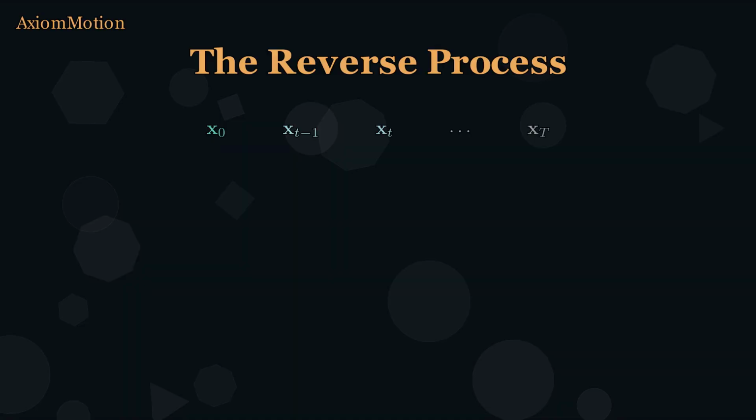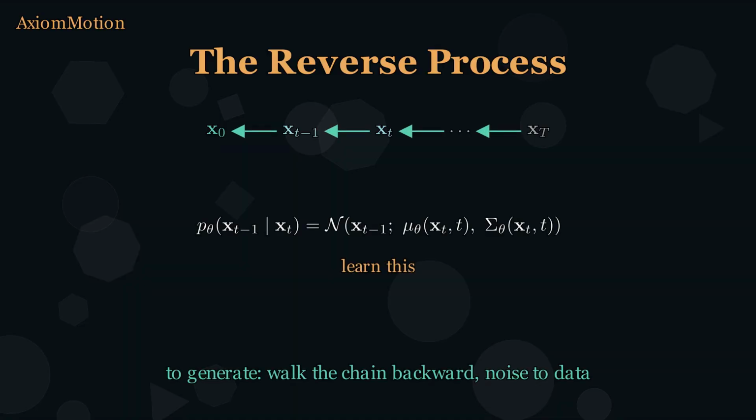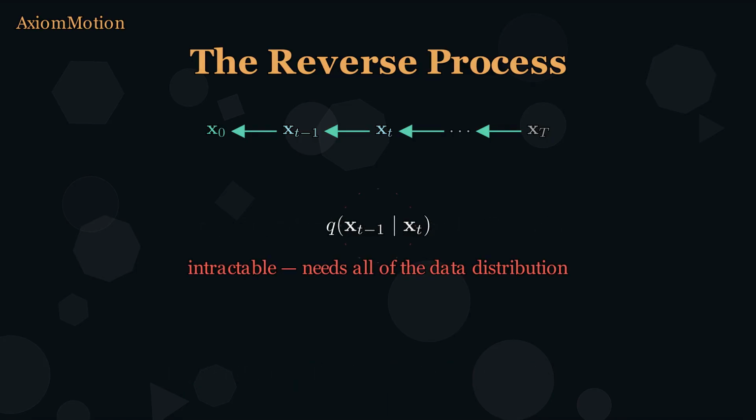To generate a sample, we run the chain backwards, start from pure noise, and step from x_t back to x_{t-1} again and again until we arrive at data. But here is the catch. The exact reverse of even one step depends on the entire data distribution, the very thing we do not have. On its own, it is intractable.